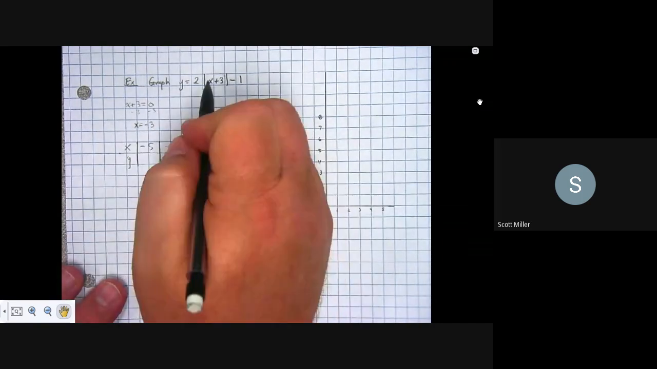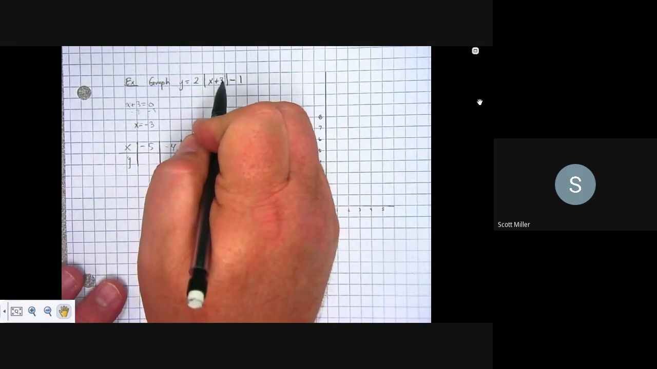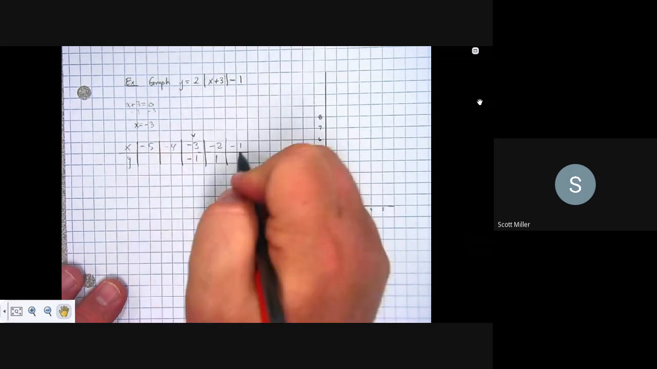Plug in a -1 in here. -1 plus 3 is 2. The absolute value of 2 is 2. 2 times 2 is 4. 4 minus 1 is 3.